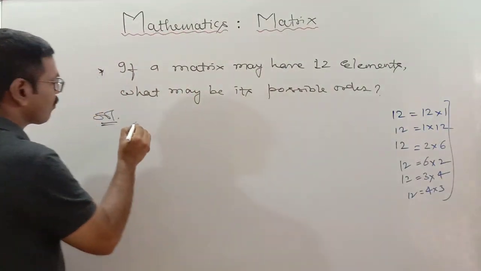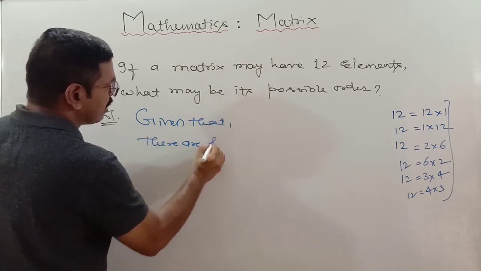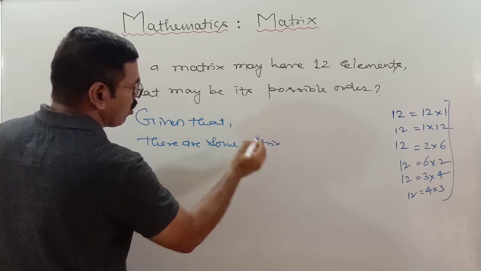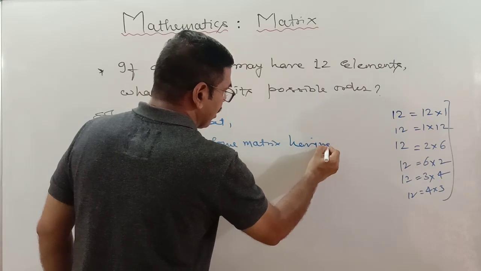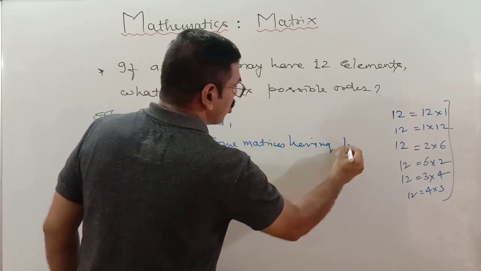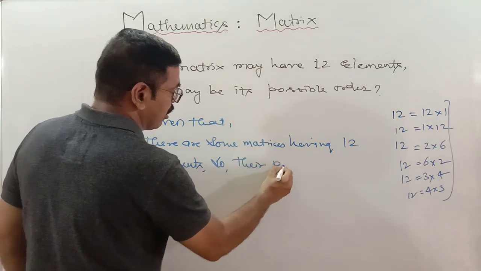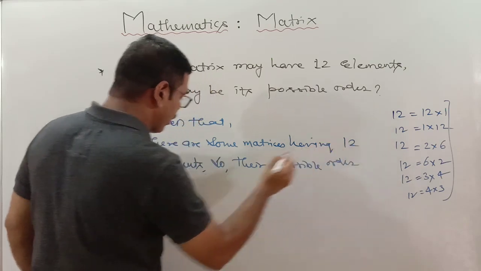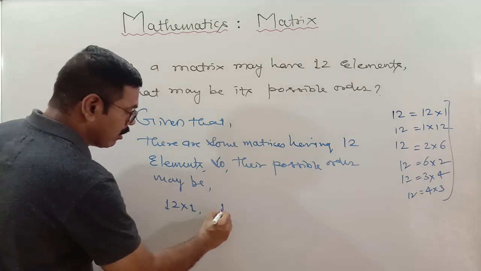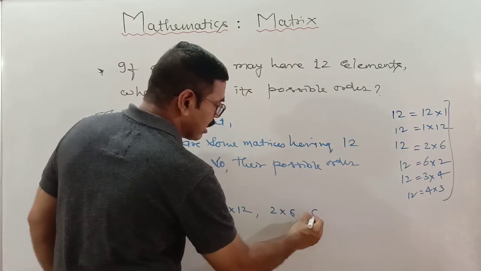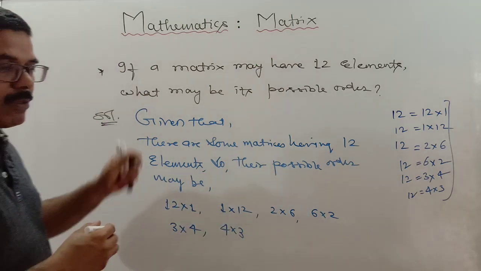So we'll write, okay, given that there are some matrices having 12 elements, their possible order may be, इनका पॉसिबल ऑर्डर क्या हो सकता है? देखिए 12 क्रॉस 1, 1 क्रॉस 12, ठीक है, 2 क्रॉस 6, 6 क्रॉस 2, ओके, 3 क्रॉस 4 and 4 cross 3. This may be the solution of this question.